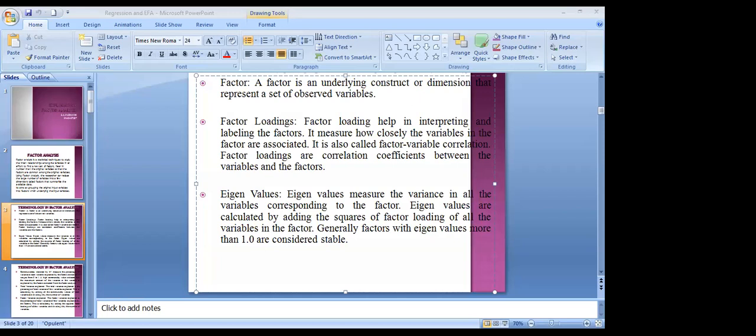Eigenvalues are calculated by adding the squares of factor loading of all the variables in the factor. So how to find out? You have to add the square of factor loading of all the variables in the factor, right? Generally, factors with eigenvalues more than one are considered stable. So what is the thumb rule? If eigenvalue is greater than one, they are stable. So now, the next slide.